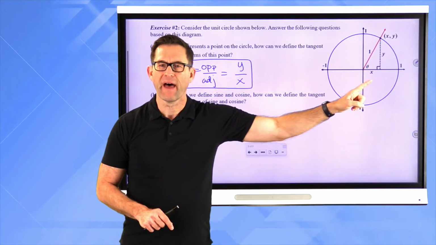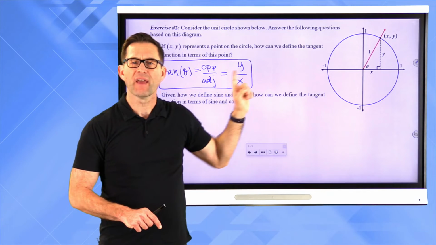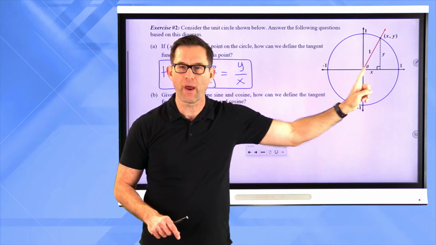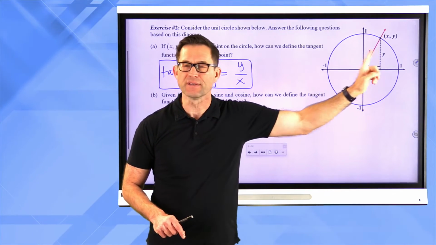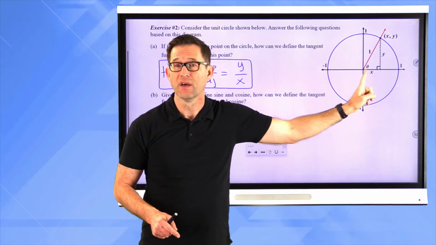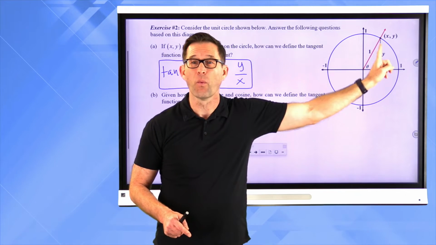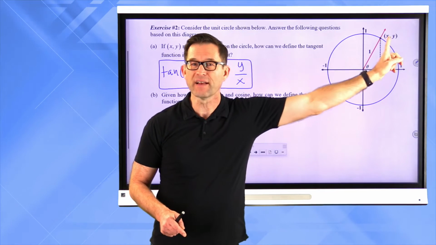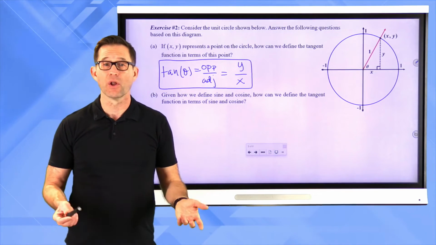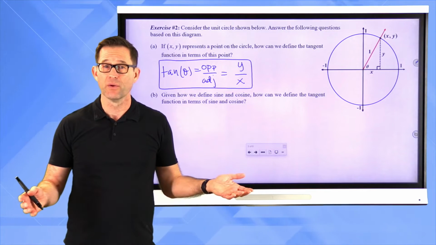Y divided by x, right, is really rise divided by run. So the tangent of the angle truly is the slope of that ray, right? That's all it is. It's really the slope of that line, right? Because we're starting at the origin, so we're moving x units to the right and y units up. Tangent has this nice equivalent to slope. The tangent of theta is the slope of the terminal ray that passes through the unit circle.